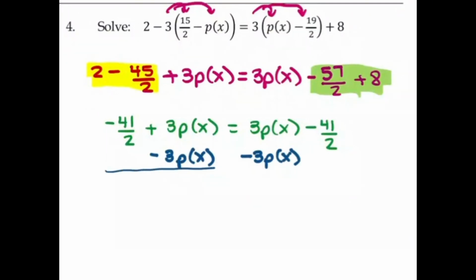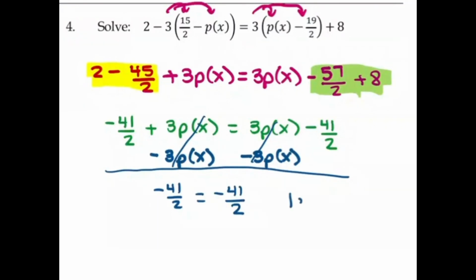Well, if we were to move the variables together, they would cancel out. But this time, unlike the previous question, we get a statement that is true. Negative 41 over 2 is equal to negative 41 over 2. These are identical. When you get an identical or true statement, you have to understand that we have an infinite amount of possibilities. We have infinite solutions.